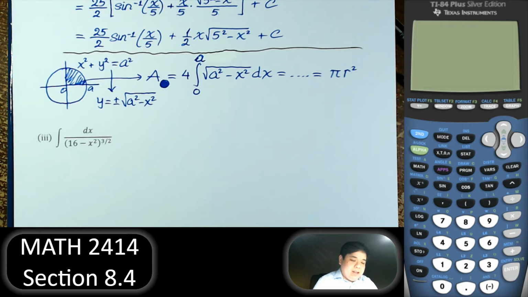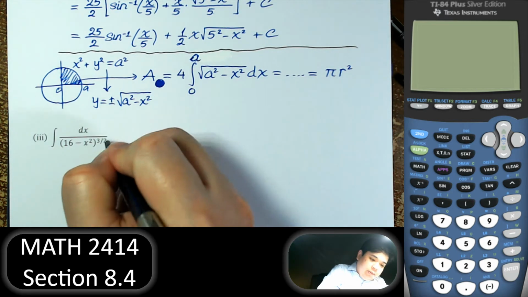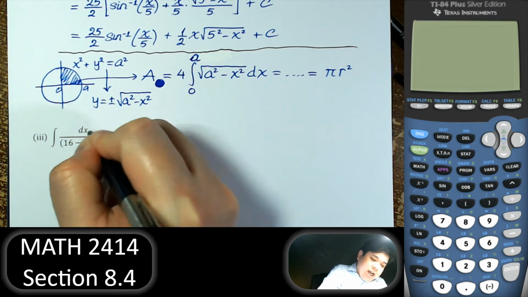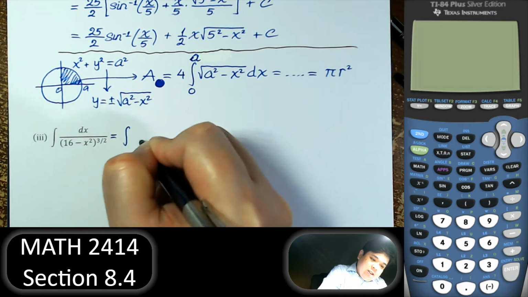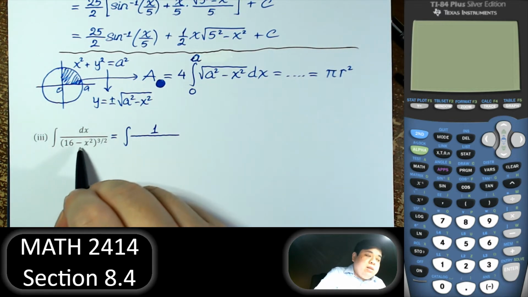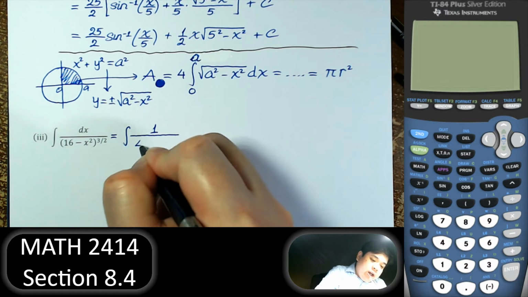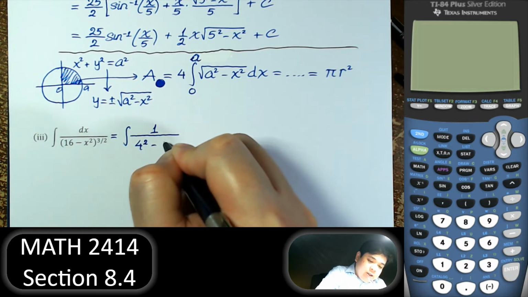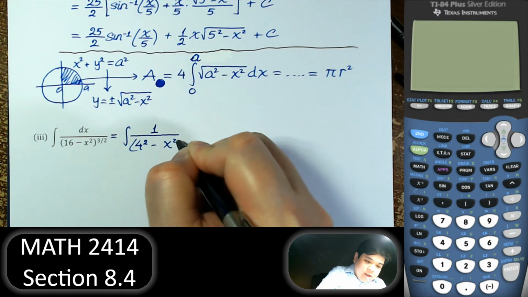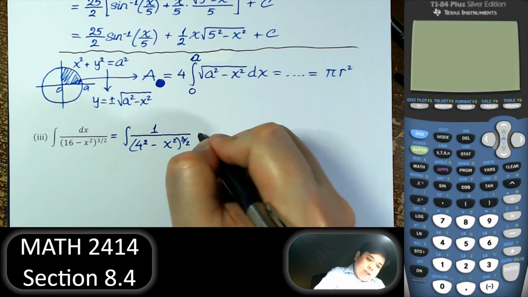Right. Next, we're going to solve this one. Before we do anything, I will write this and move the dx to the back. 16 minus x squared to the 3/2. 16 is 4 squared. Move dx to the back.